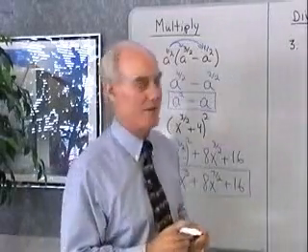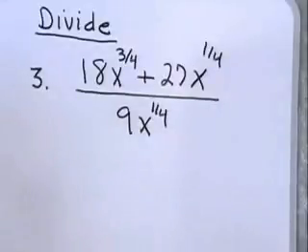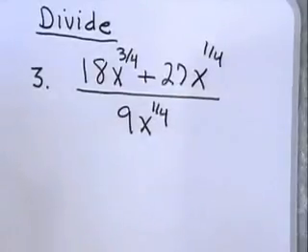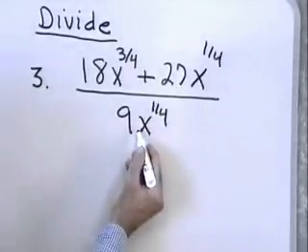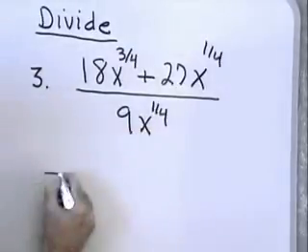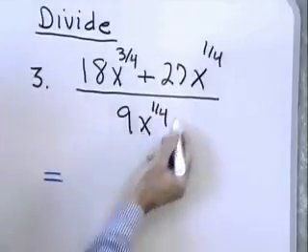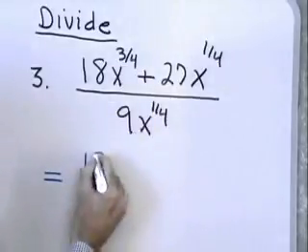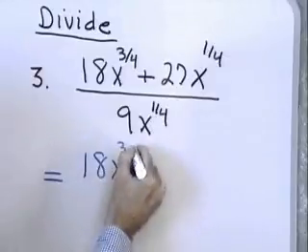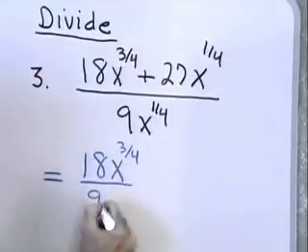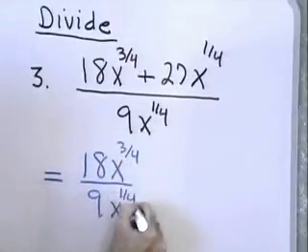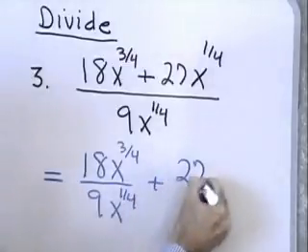Here's a division problem. Let's divide 18x to the 3/4 plus 27x to the 1/4 by 9x to the 1/4. So I'm going to use this distributive property for division here and divide the same way I did division by a monomial, and that is I'll divide each term in the numerator by that denominator. So I'm going to take this extra step here and write this out.